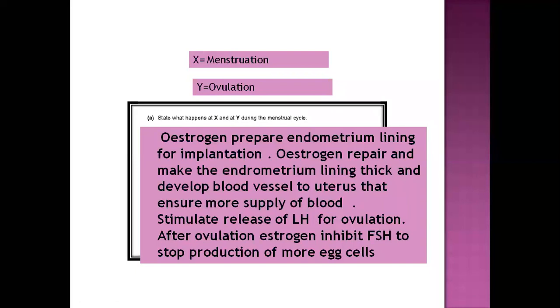And after ovulation, estrogen inhibits FSH to stop production of more egg cells so that no fertilization happens again. Is it clear? Does anyone want to take some hints?